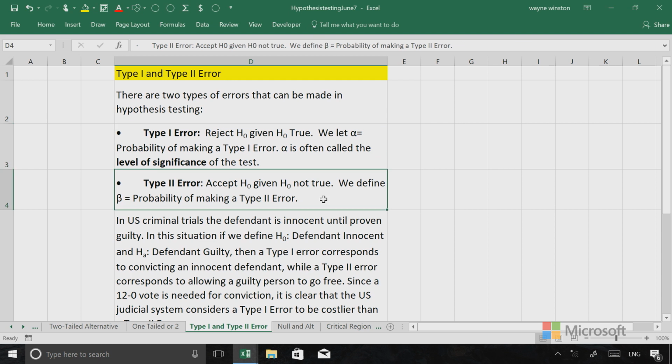Or we can make a type 2 error. We could accept the null hypothesis given it's not true. We define beta to be the probability of making a type 2 error.